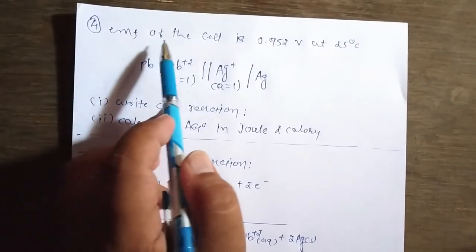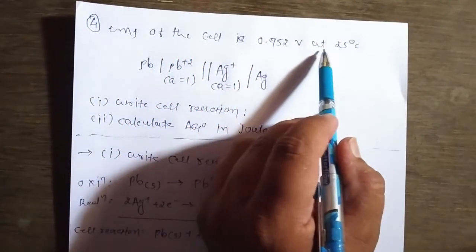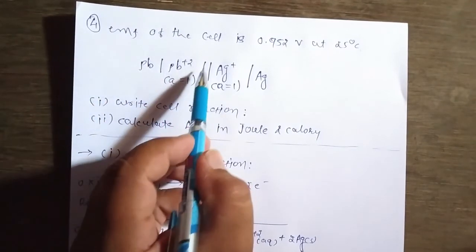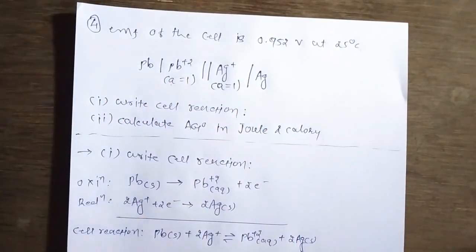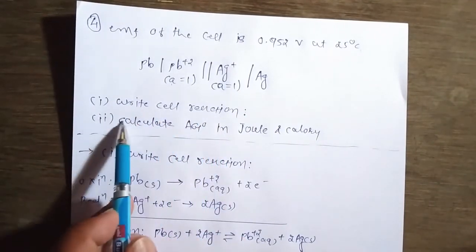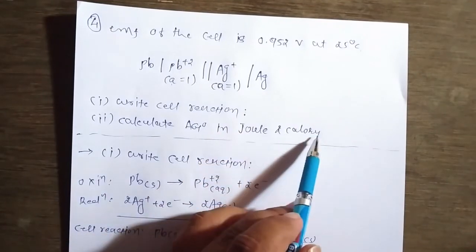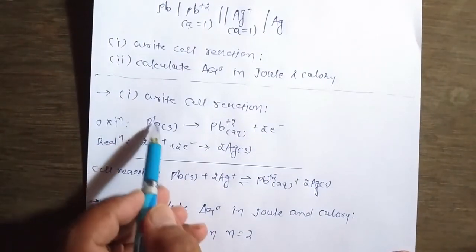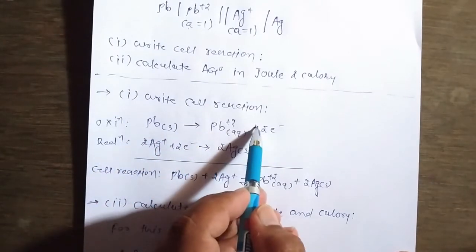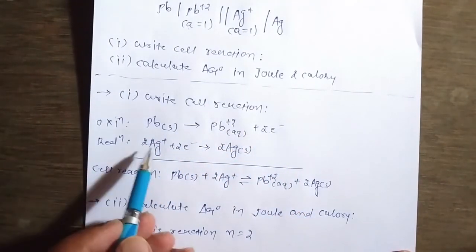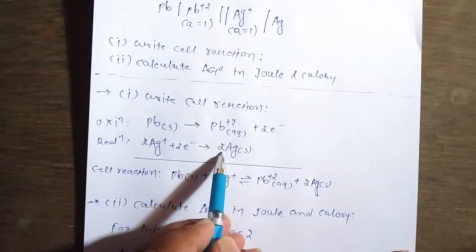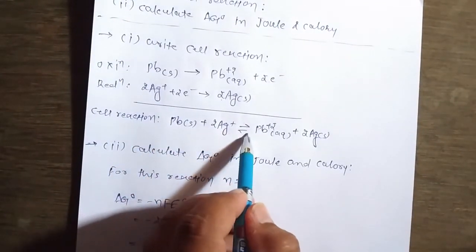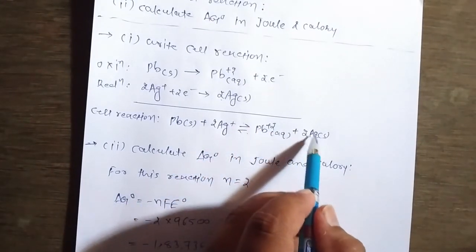Now the fourth example. The EMF of the cell is 0.952 volt at 25 degrees Celsius: Pb | Pb plus 2 with activity 1 || Ag plus with activity 1 | Ag. First, write the cell reaction, and second, calculate delta G0 in joule and calorie. First thing, write the cell reaction. The oxidation reaction is Pb solid oxidized into Pb plus 2 aqueous form releasing 2 electrons, and the reduction reaction is 2 Ag plus getting 2 electrons and reduced into 2 Ag solid. And the cell reaction is Pb solid plus 2 Ag plus in equilibrium with Pb plus 2 in aqueous form plus 2 Ag solid.